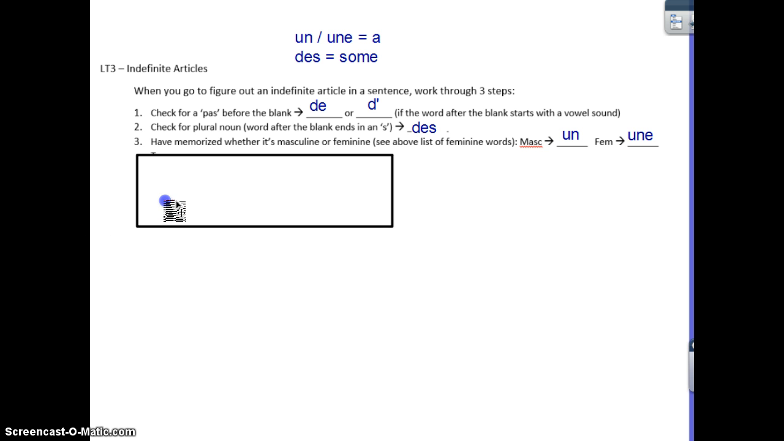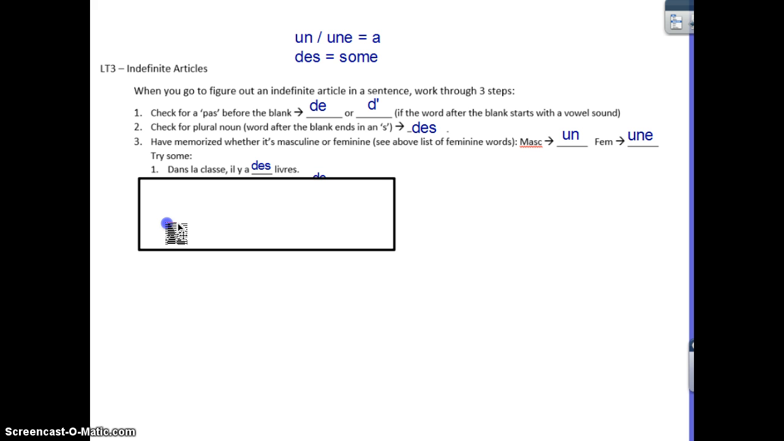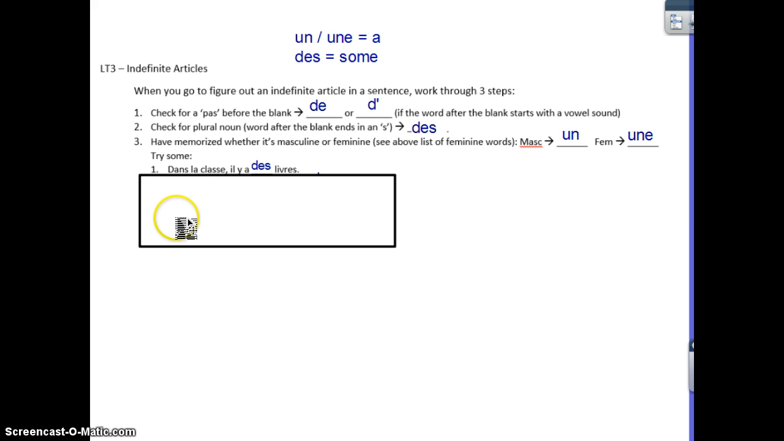So having said that, let's go ahead and try a couple here. For this first one, when I was working through this, and I know you can just copy down the answer, but when I was kind of thinking my way through this, what I was thinking about was, first thing I checked for is there's no pas before the blank. So I know it's not a negative sentence. This is indeed saying in the classroom there are books. So because it's not a negative sentence, I knew I wasn't going to use de or d apostrophe. I could eliminate those as choices. The second thing I looked for is what the item I was describing was. In this case, it's livre. Notice that livre has an S at the end.